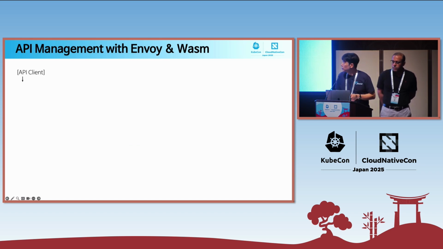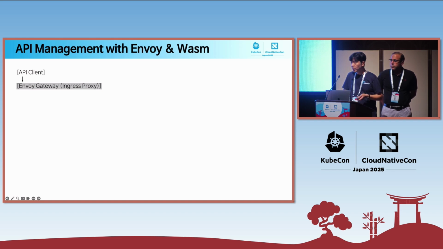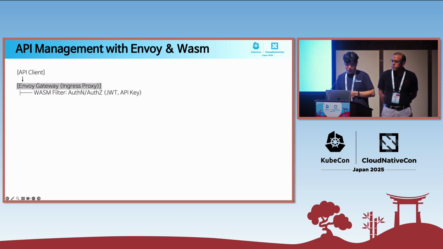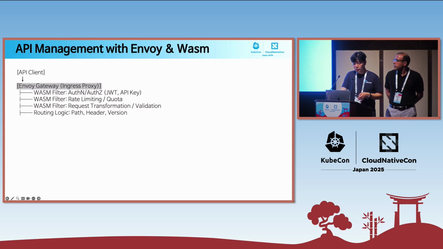So the data flow is like this. Your API client will access Envoy Gateway or Envoy Proxy, like a front end or load balancer. And they have the Wasm filter for authentication and authorization, using JSON Web Token or API key. And there are also rate limiting and quota management features. We also have the request transformation logic here and validate your API traffic here. Also, there is routing logic based on path, header, and version. It works like an API gateway.